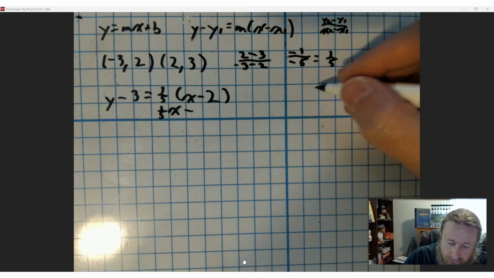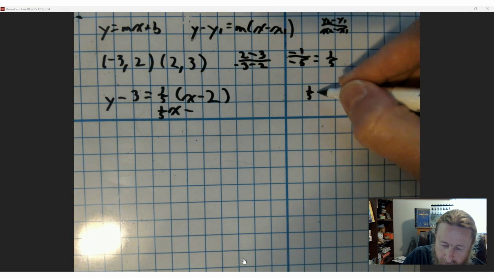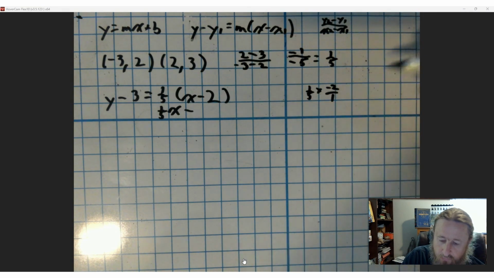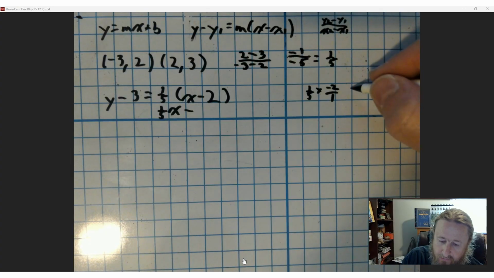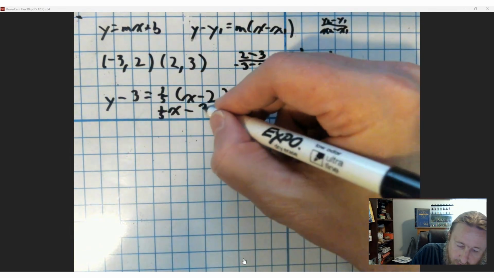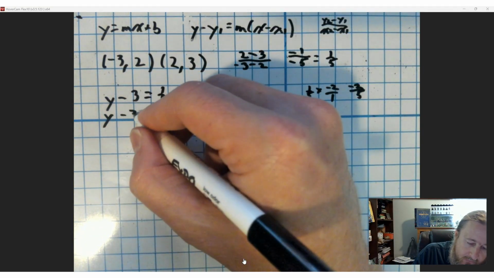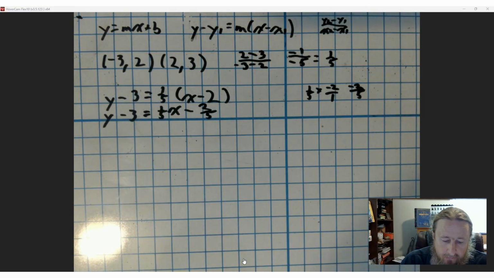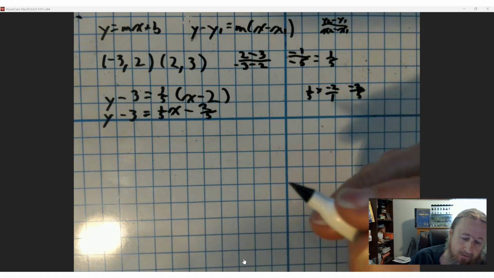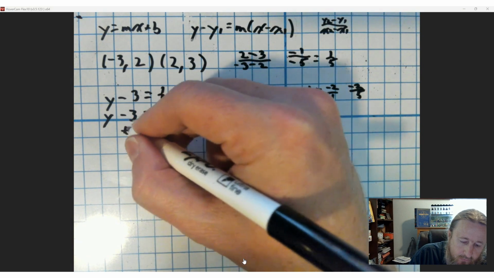Using our multiplication rules, 1 over 5 times negative 2 over 1. 1 times negative 2 is negative 2. 5 times 1 is 5. So we get negative 2/5. Now we can bring down y minus 3 equals 1/5 x minus 2/5. Now we need to move that negative 3 to isolate y. We're going to add 3.